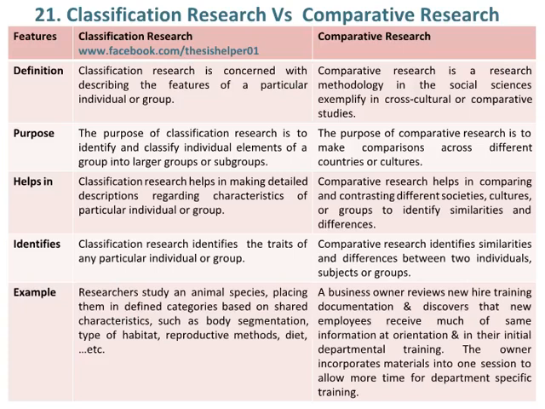An example of classification research: researchers study an animal species, placing them in defined categories based on shared characteristics, such as body segmentation, type of habitat, reproductive methods, diet, etc. Whereas, in an example of comparative research, a business owner reviews new hire training documentation and discovers that new employees receive much of the same information at orientation and in their initial departmental training. The owner incorporates the materials into one session to allow more time for department-specific training.